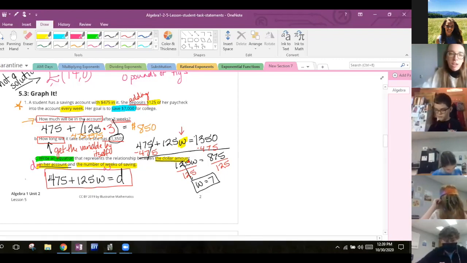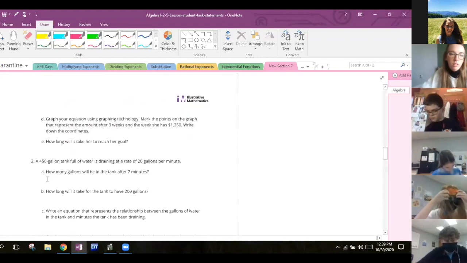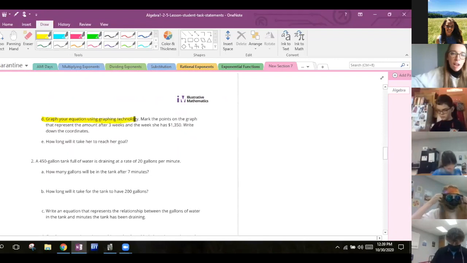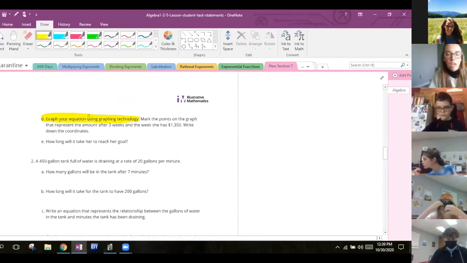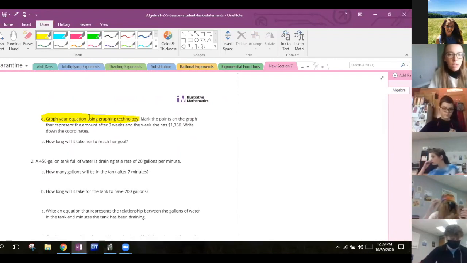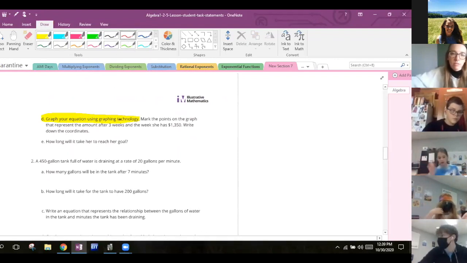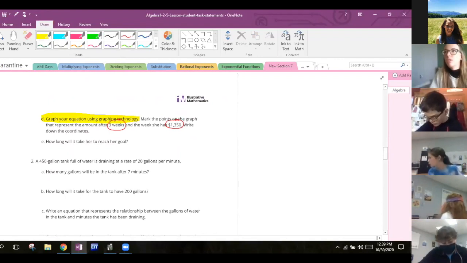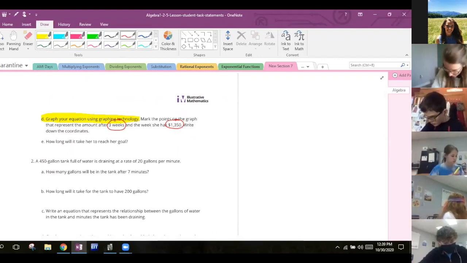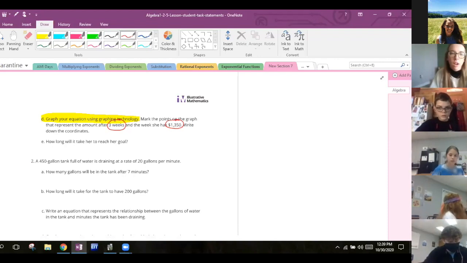All right, moving on. Number 4, it says graph the equation using graphing technology. I'm going to do that with you. And then it says mark the points on the graph that represent the amount after 3 weeks and the week she has $1,350. We're on number 4. Or D. On D. Yep.